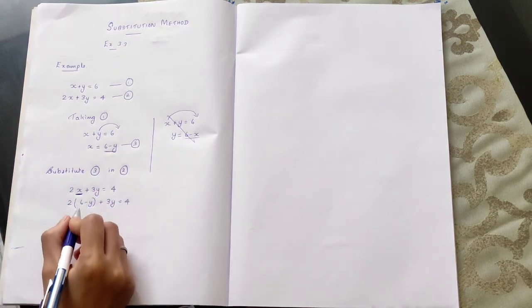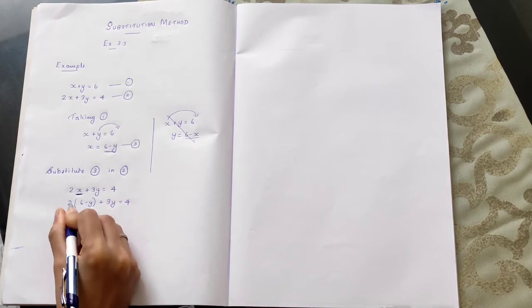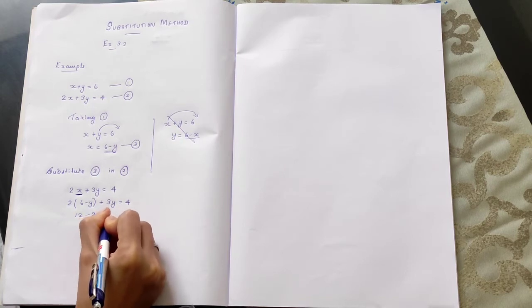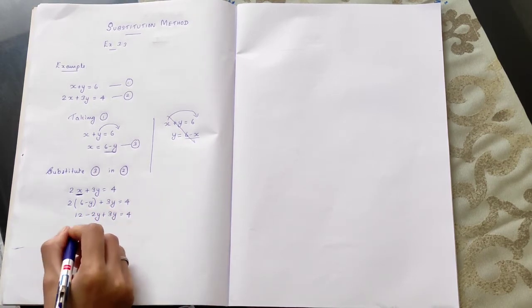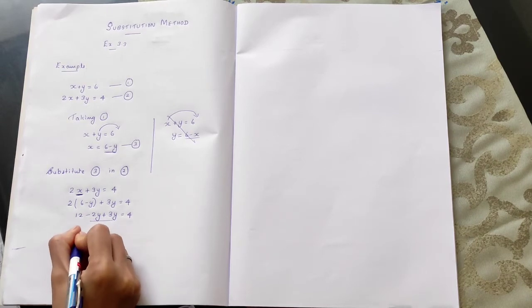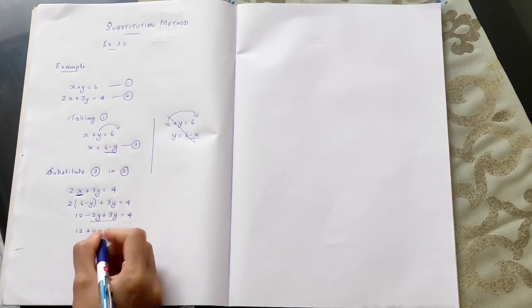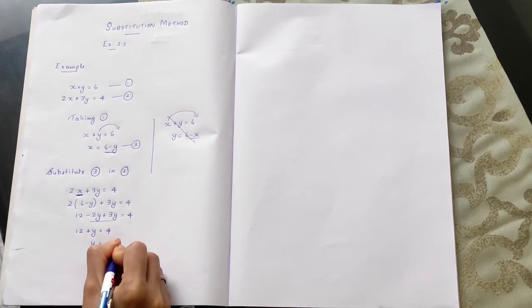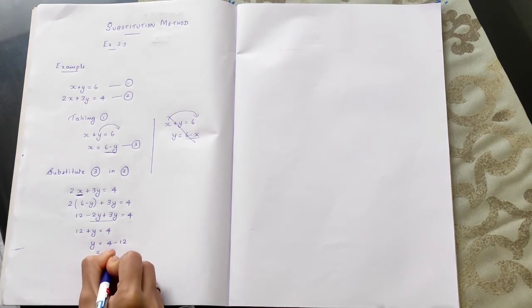Now, solve it. How to solve? 2 into 6, 12, minus 2 into minus y, minus 2y plus 3y equal to 4. Then, solve the like terms. 12 plus y equal to 4. Then, y equal to 4 minus 12, which is equal to minus 8.